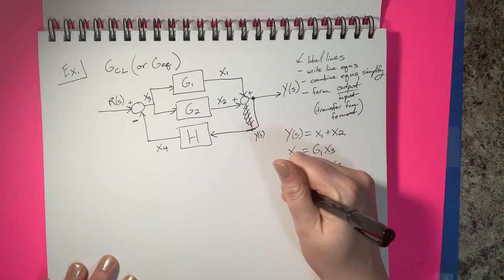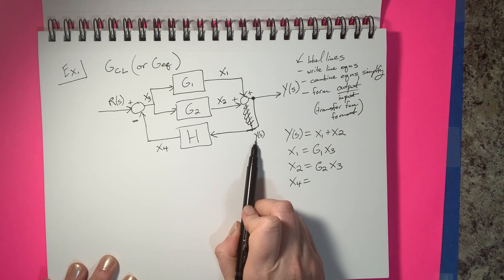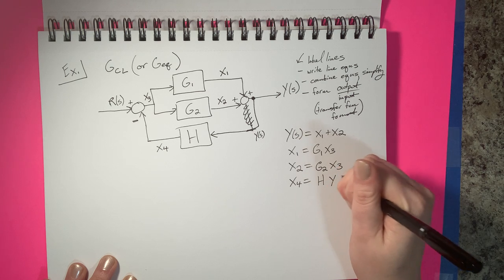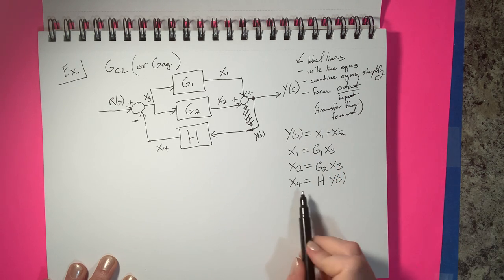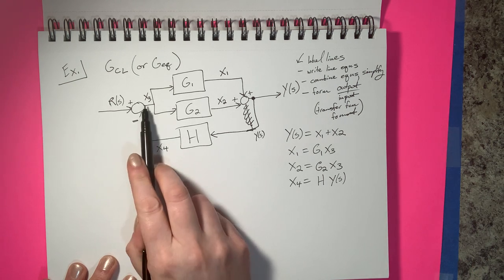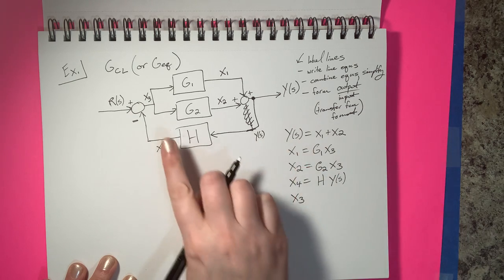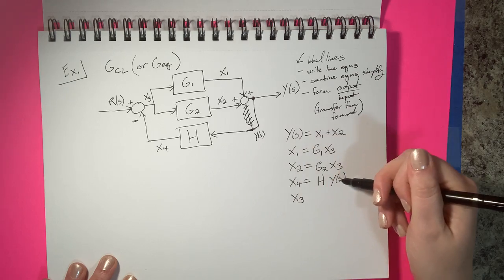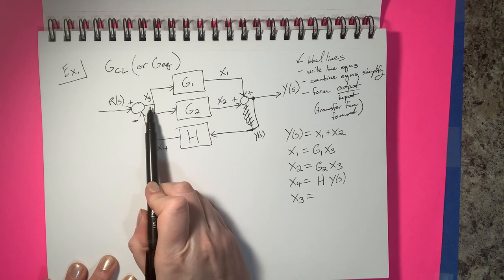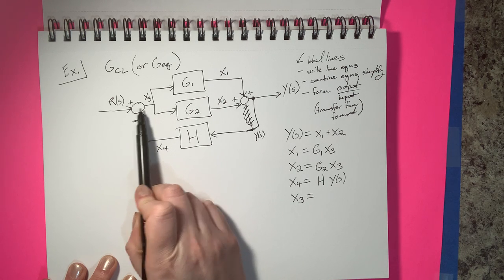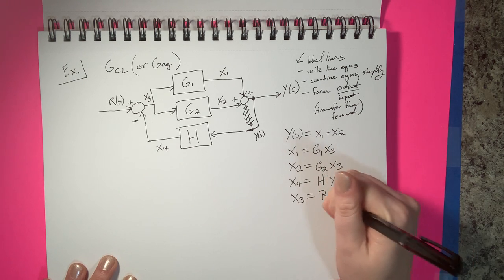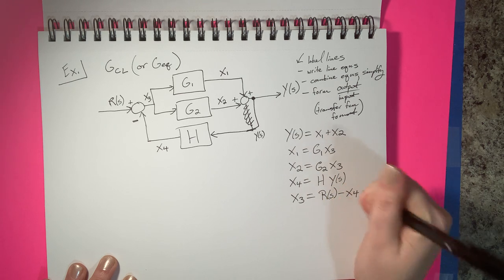Alright, x4, I'll do that one next, equals y coming into this h block. So h is the operation, and y is the input to that operation. And that produces this x4. Alright. So now we want to write the equation for x3, and that'll be our last equation. It should include R of S because we don't have R of S, the input to the whole system, included thus far. So x3 is the output of this summing junction. We have the input R of S, and we have a subtraction of x4. So it should be R of S minus x4.